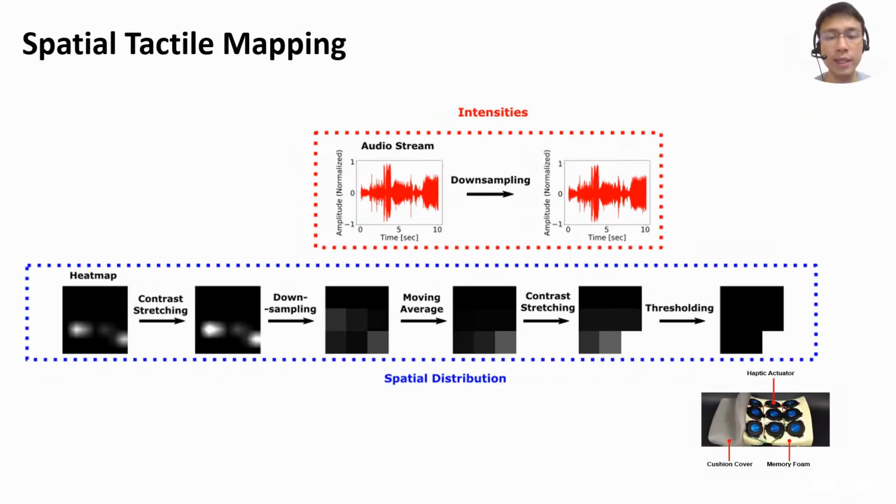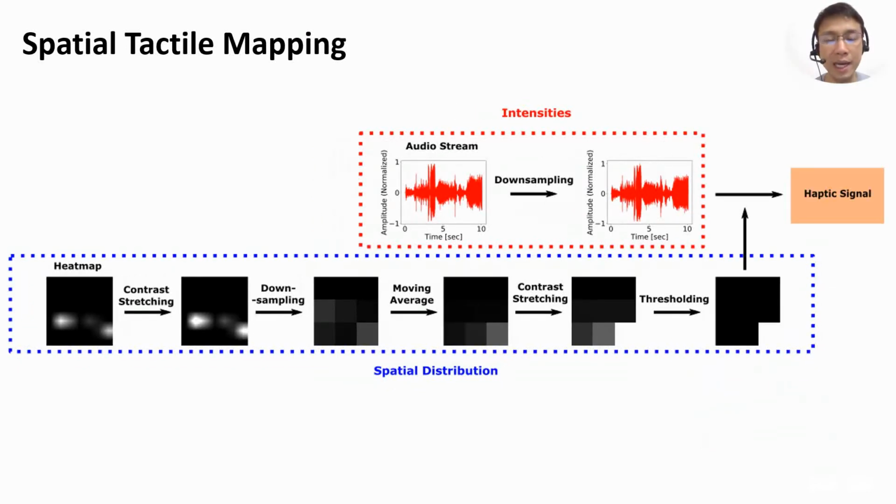Since the Vibrotactile display we use has a resolution of 3 by 3, and the sound source localization heat maps we obtained in the previous steps have some noise, we built a pipeline to process it. The pipeline includes contrast stretching, downsampling, moving average, and thresholding. Finally, the haptic signal is calculated by modulating the spatial distribution of the tactile effects by the intensities.